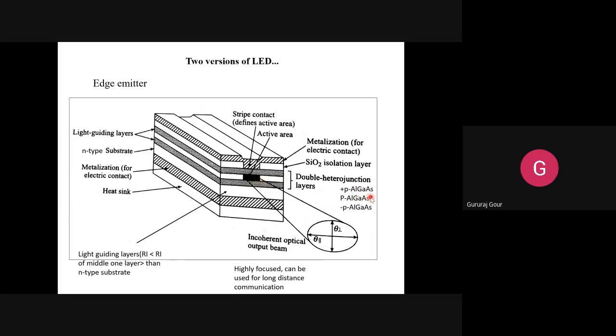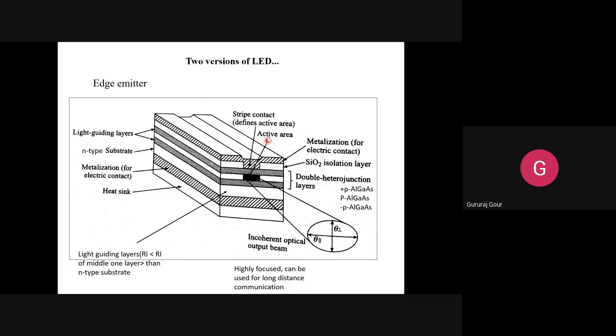The middle one, the P aluminum gallium arsenide, is acting like an active layer where recombination is happening, and where we are getting the optical output beam like this. Compared to the surface emitter, the edge emitter gives a better output beam. In case of surface emitter, it is isotropic, more divergent. Here it is a little bit coherent, so you are going to get a highly focused beam. That's what is useful for long distance communication.